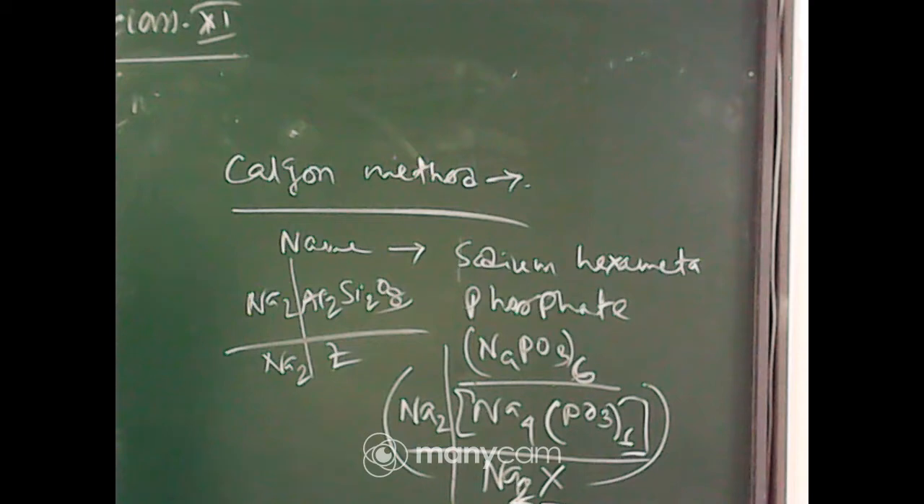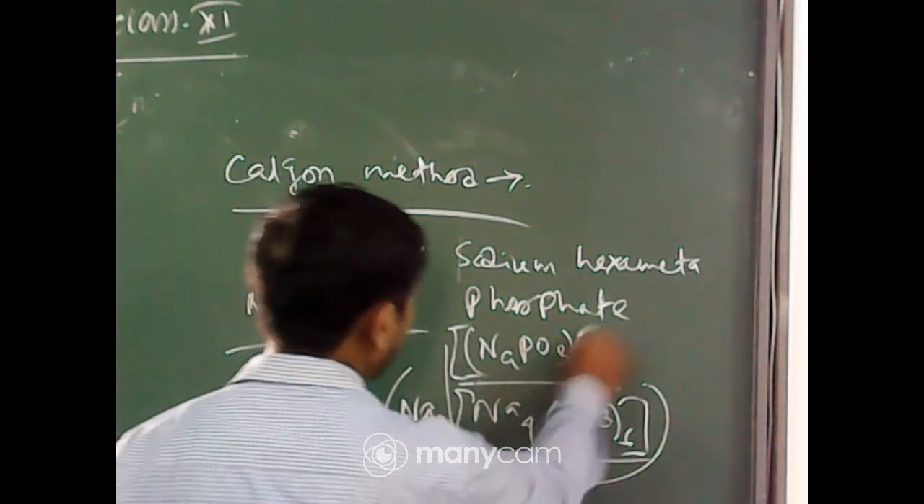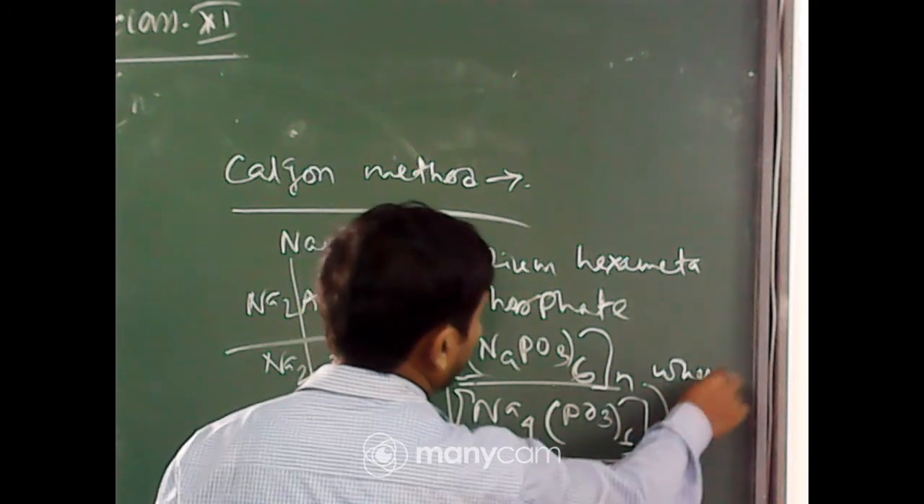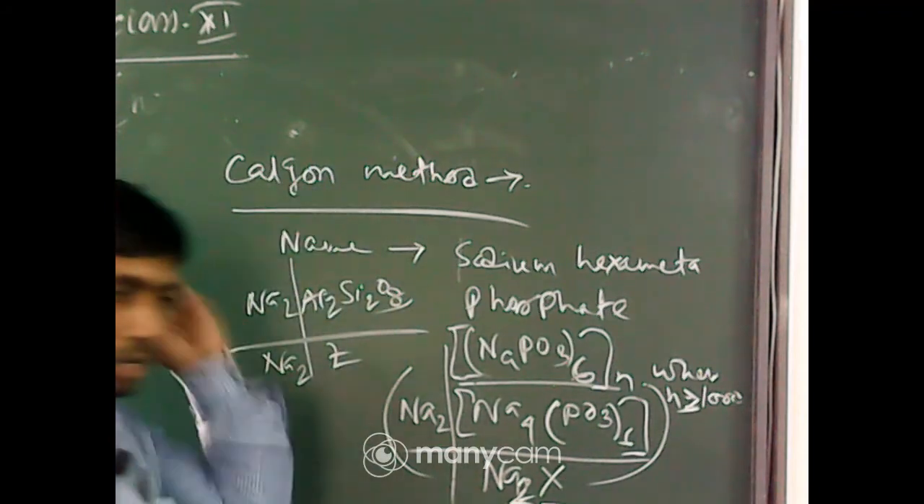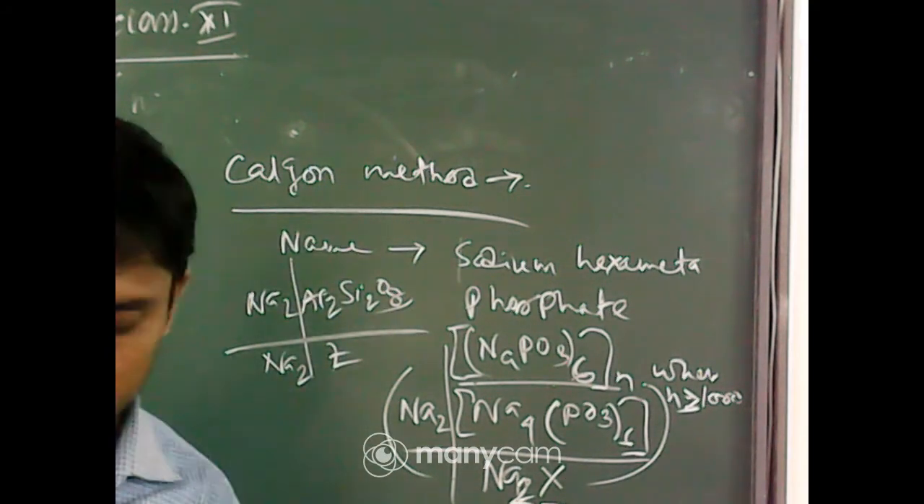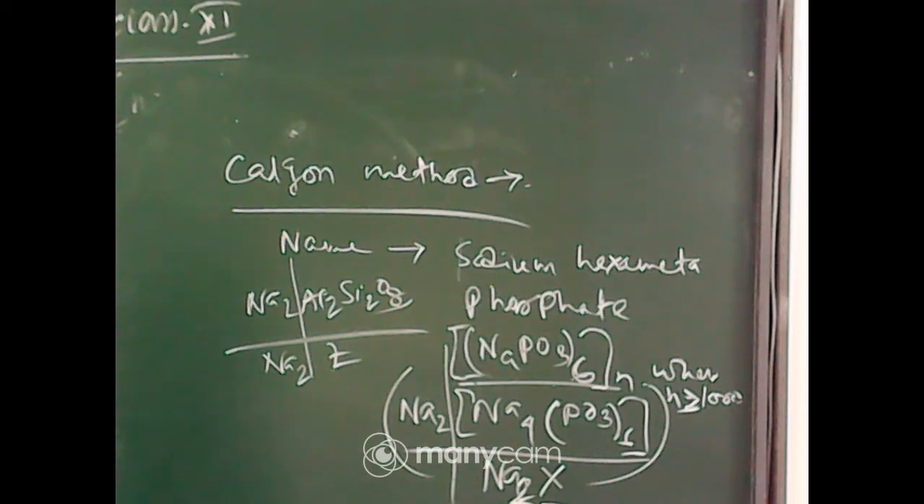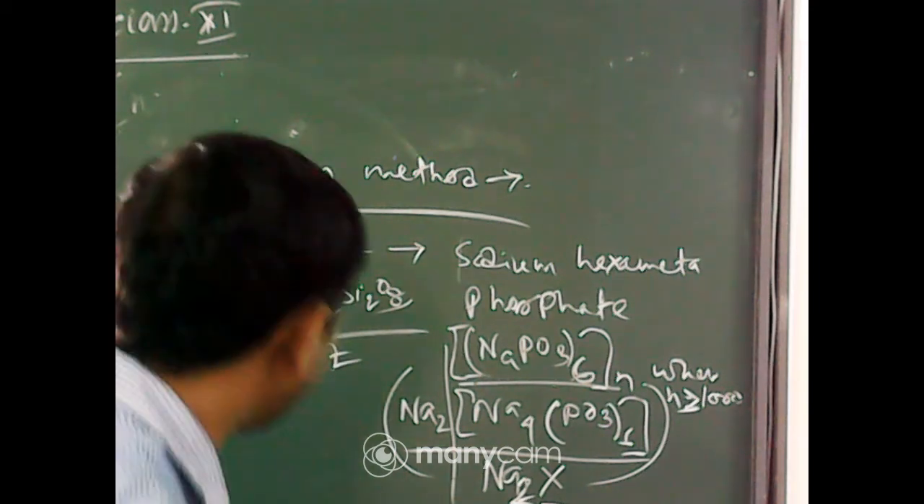Here, in NaPO3 whole 6, the Calgon is a polymer of sodium hexametaphosphate, NaPO3 whole n, where n is greater than or equal to 1000. So, it has a large molecular mass. Now, what is the reaction? Just make a reaction.